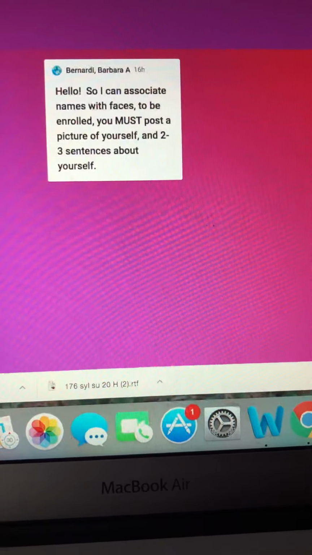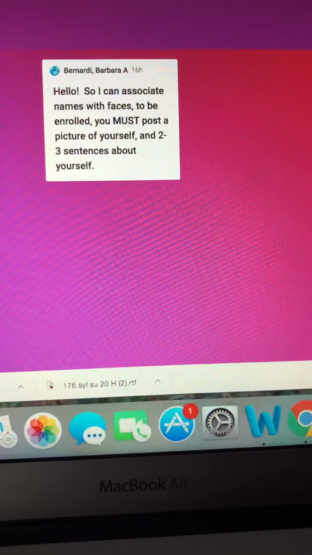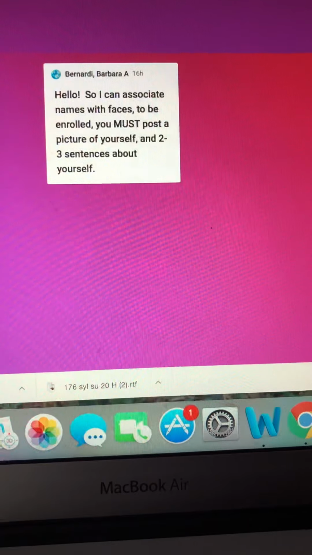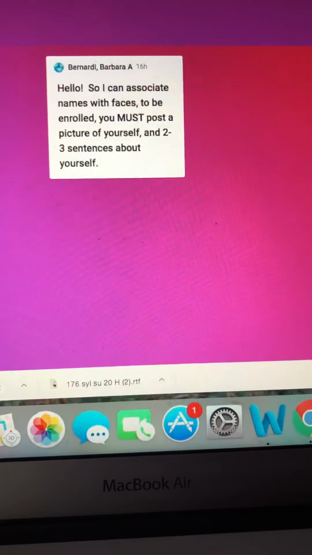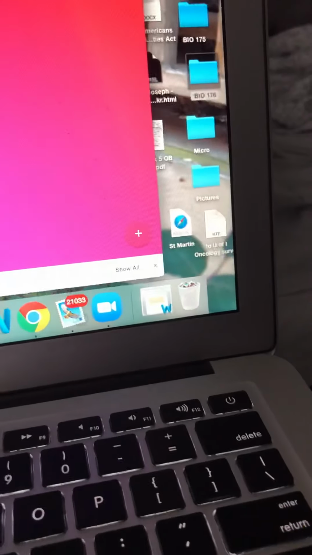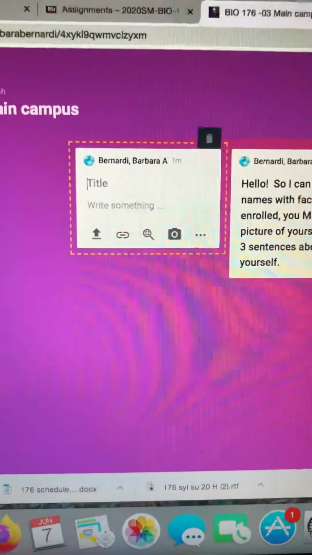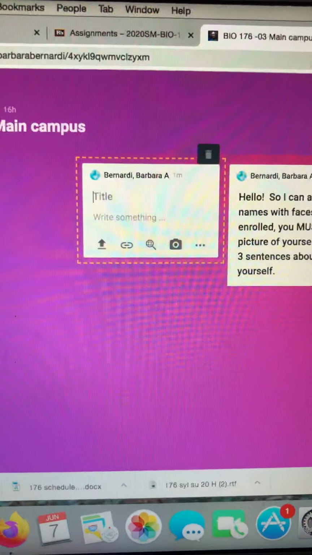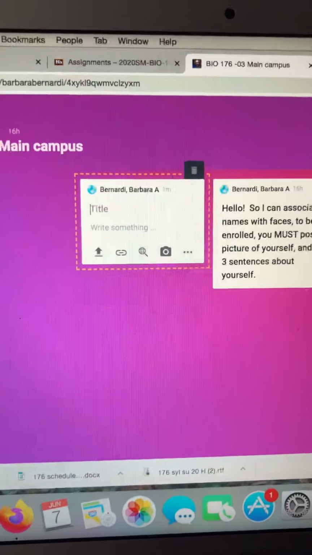To be considered enrolled, you must post a picture of yourself and 2 to 3 sentences about yourself. You can make it a video, I don't care, but you have to have your picture up there and something about you. To do that, if you haven't used Padlet, you look at the lower right-hand corner and you'll see a little plus sign. You're going to click on that plus sign, and what comes up is something with your name on it. The title is My Introduction, and then you write something about yourself, you take a picture, and you post it.